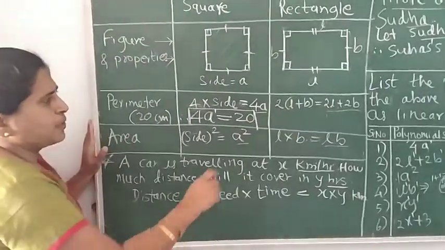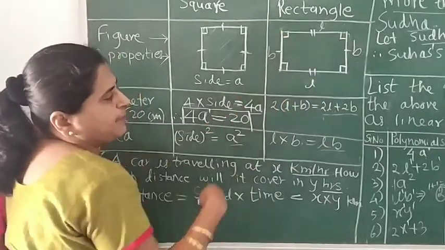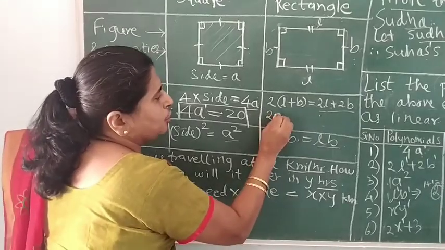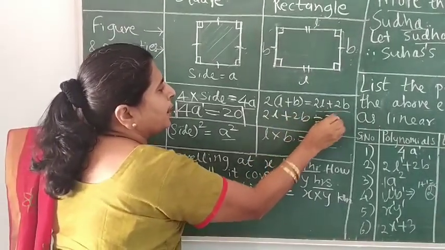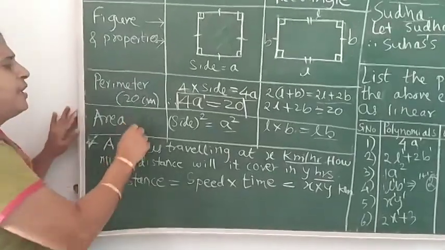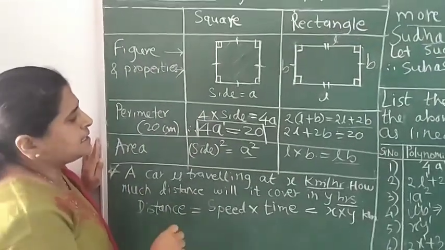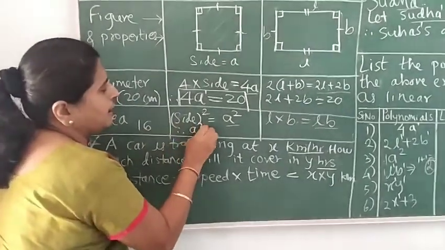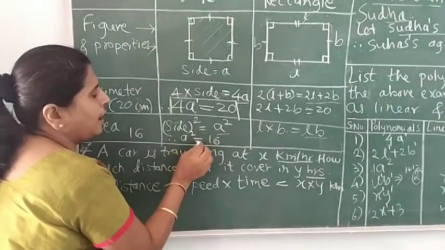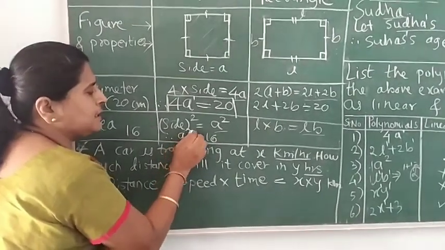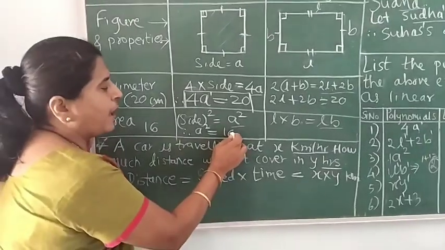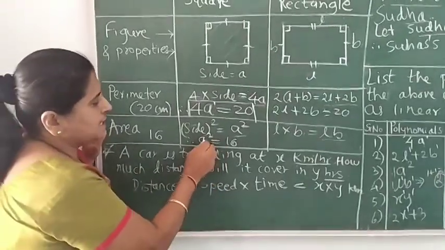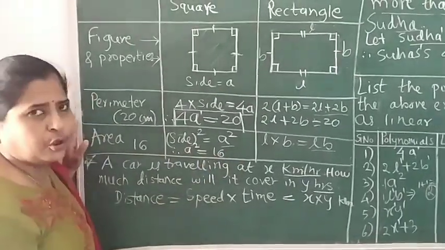Same way here also. Suppose I say the perimeter of the rectangle is 20. Then you can say 2L plus 2B is equal to 20. This becomes a linear equation. And if the area of the square is 16, suppose, then you can say a square is equal to 16. So when I write the is-equal-to sign along with this polynomial and write a certain constant value, we get the quadratic equation. As this is a quadratic polynomial, this is a quadratic equation.